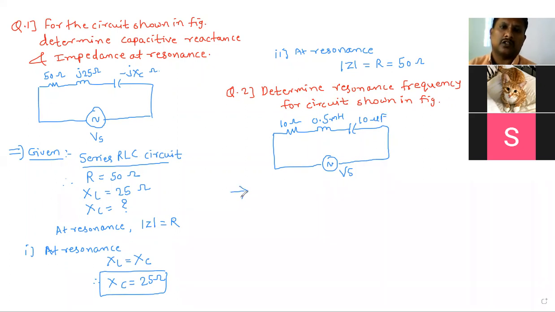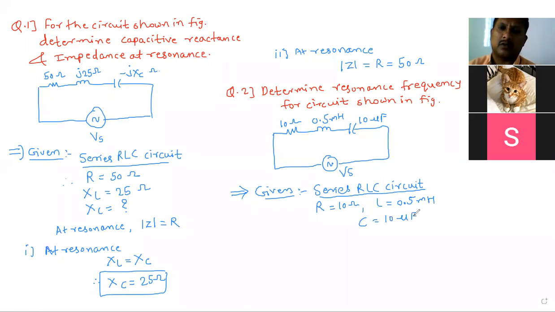So how to start to solve this example? First of all, given whether it is series circuit or parallel. Yes, so this is series RLC circuit. So what are the given things you can note down? R is equal to 10 ohm. L is equal to 0.5 millihenry, and C is equal to 10 microfarad. But what are they asking? Resonant frequency FR. That is a question mark.